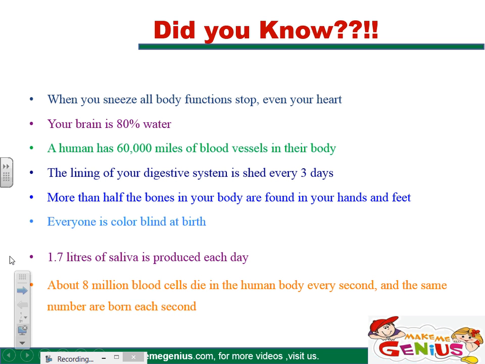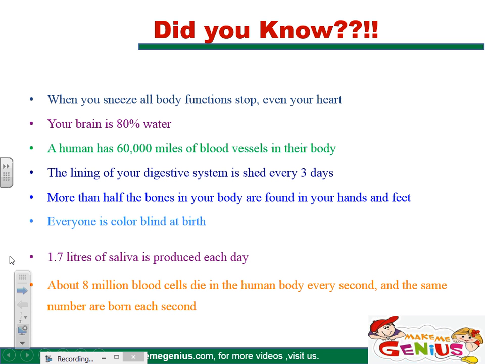More than half the bones in your body are found in your hands and your feet. It's very important for those bones to be in your feet because we're standing up, we're walking. And we work with our hands. Everyone is colorblind at birth. 1.7 liters of saliva is produced a day. Like when you buy a liter of soda, those long, big bottles that some of you bring to school, about that and a little over half is how much saliva you produce in a day.